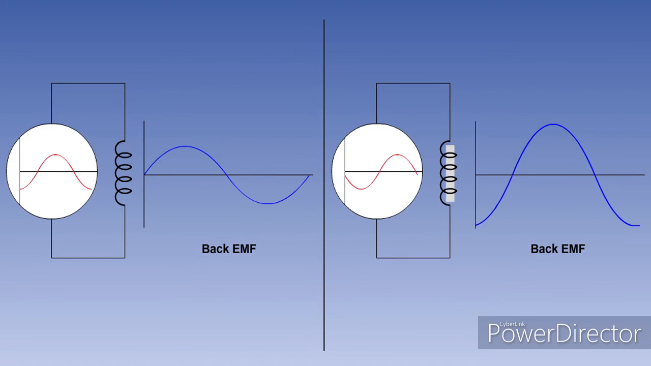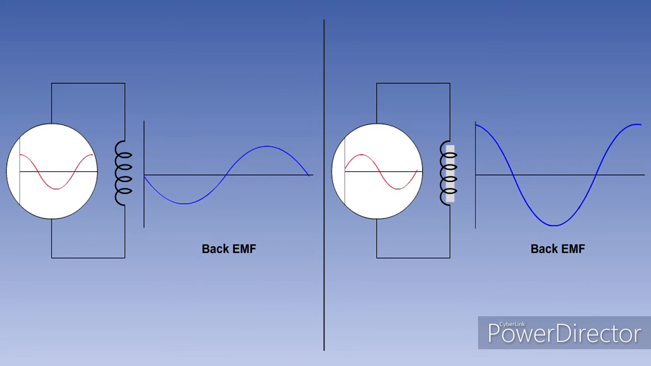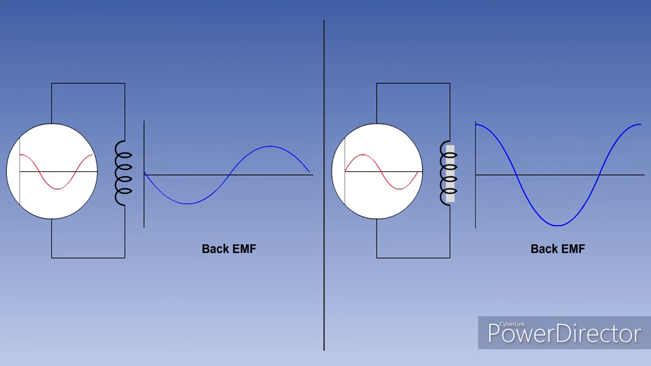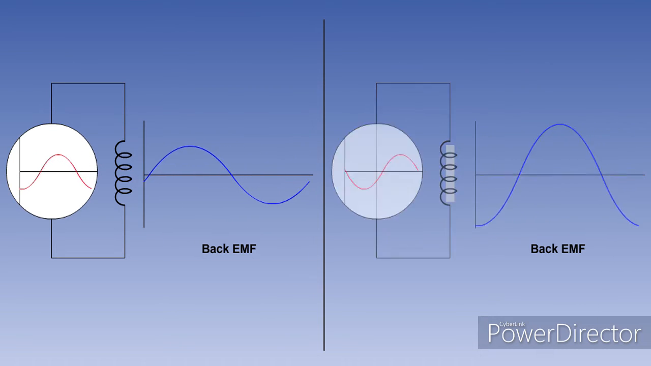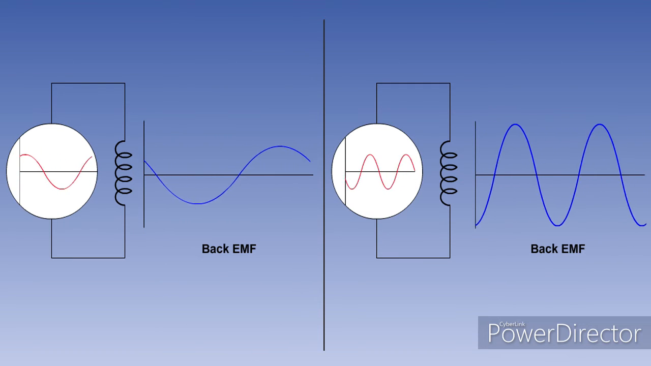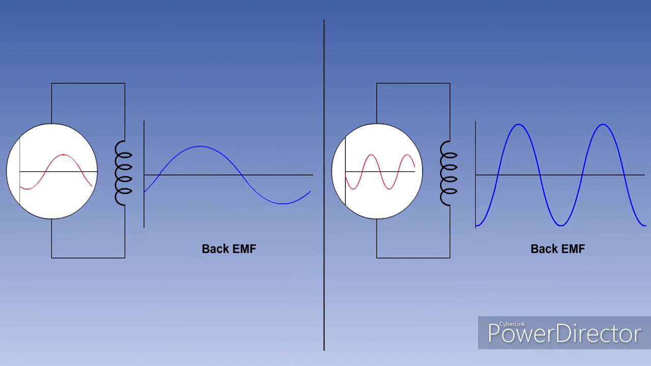Placing a soft iron core inside the coil will produce a stronger magnetic field, with a consequent increase in back EMF. If the frequency of the supply is increased, the rate of change of current will increase, causing an increase in the rate of change of the magnetic field, and again an increase in the back EMF.